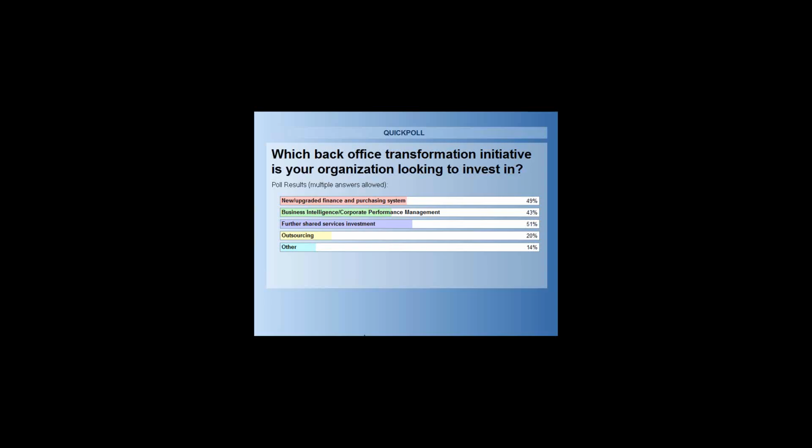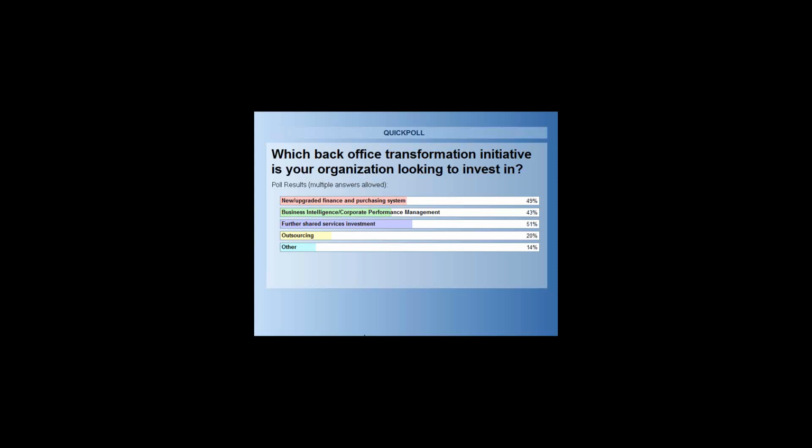Interesting results here. We have 51% as the winner with further shared services investment. Very interesting results there. Quickly followed by a new upgraded finance and purchasing system, coming in at third place, business intelligence and corporate performance management. Interesting results there. Back to you, please, Phil.